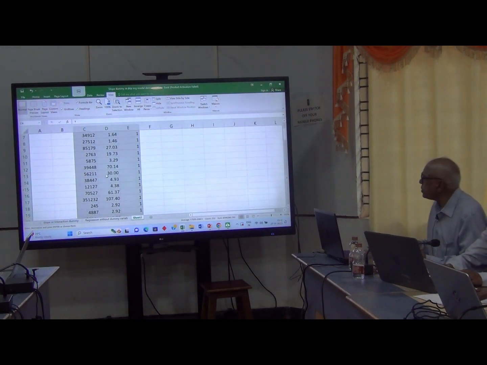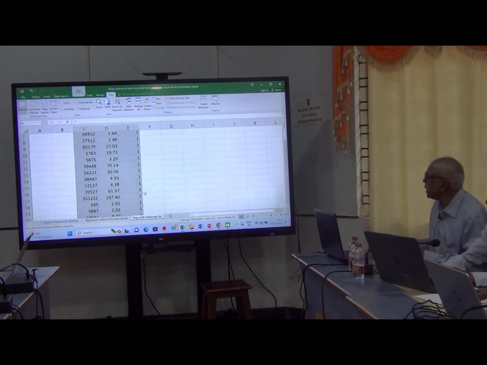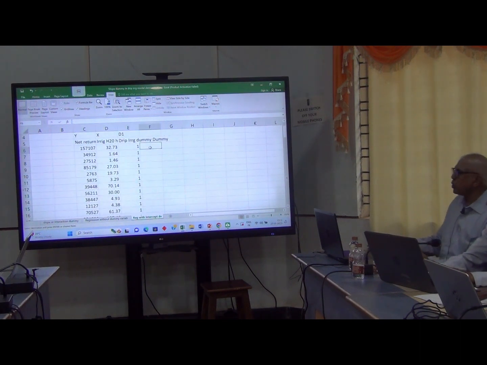So please copy this data, then rename it. What is it? Regression with intercept dummy. With intercept dummy. Okay. Because we have got slope dummy or something.